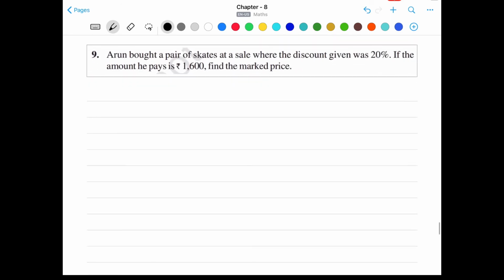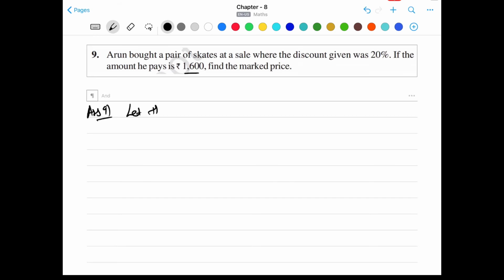Okay, now let's move to question number 9. It says Arun bought a pair of skates at a sale where the discount given was 20%. If the amount he pays is 1,600, find the marked price. So we are given the billing amount, which is 1,600. After having a discount of 20%, we have to find the marked price. Okay, so let's start this answer number 9.